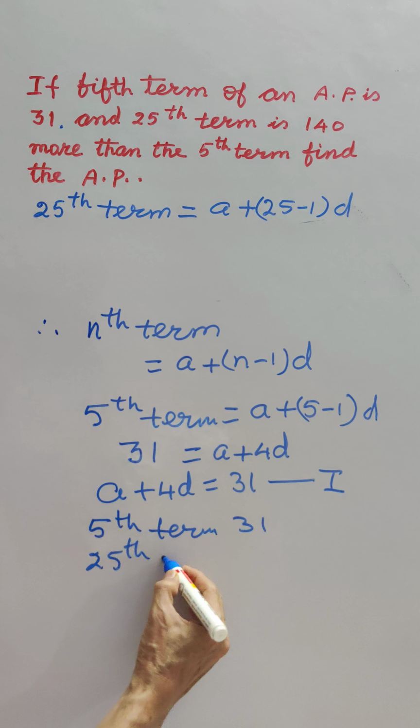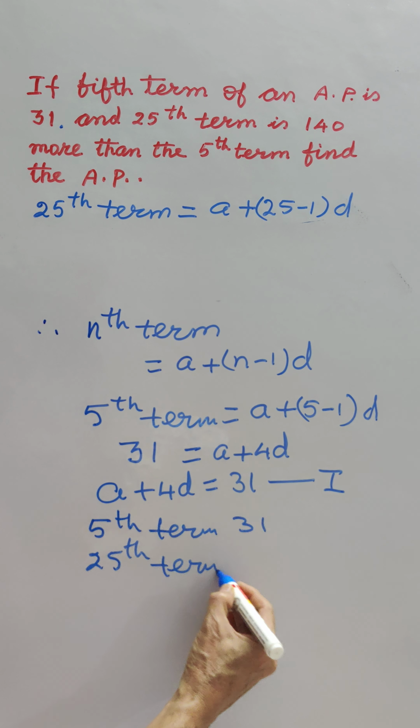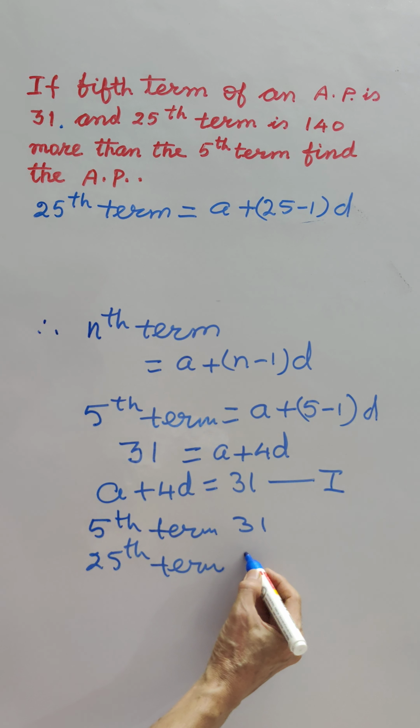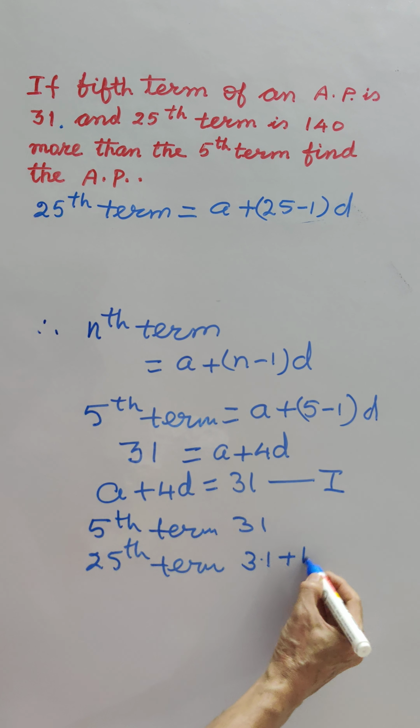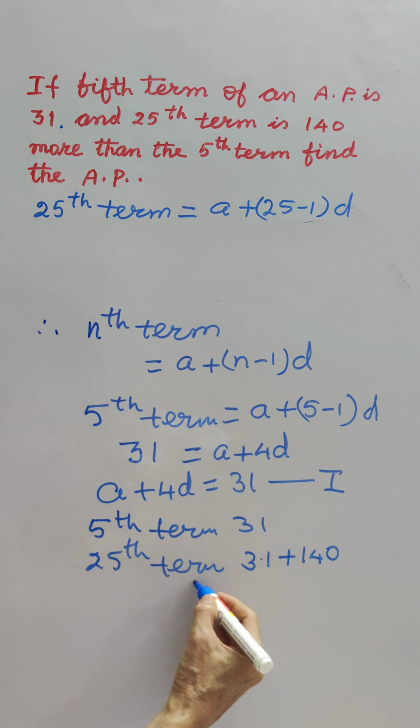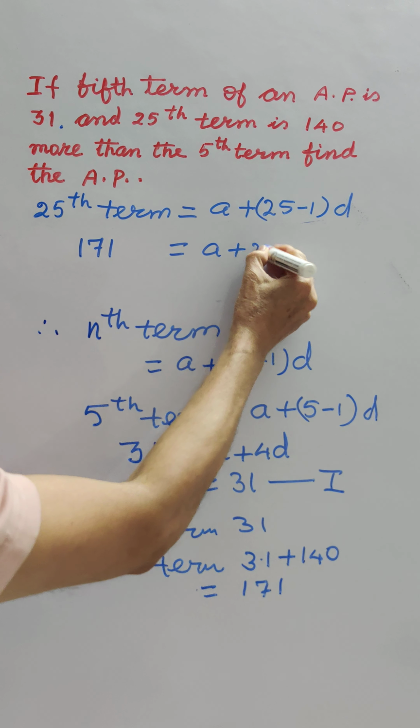So fifth term is 31, so 25th term will be 140 more than 31, so 31 plus 140, that is equal to 171। ये 171 होगी 25th टर्म। So we shall take here 171, that is 171 is equal to a plus 24d.